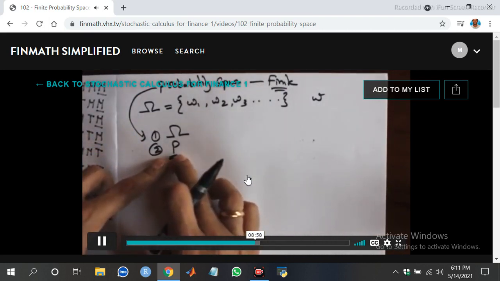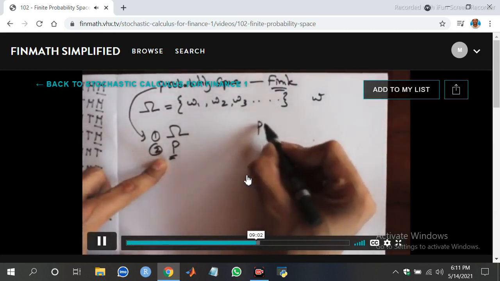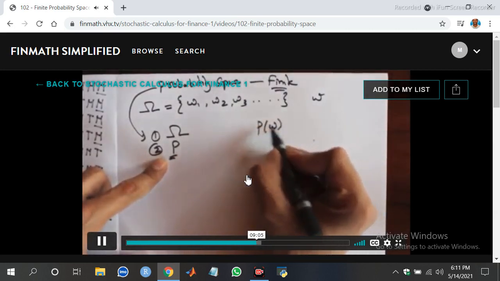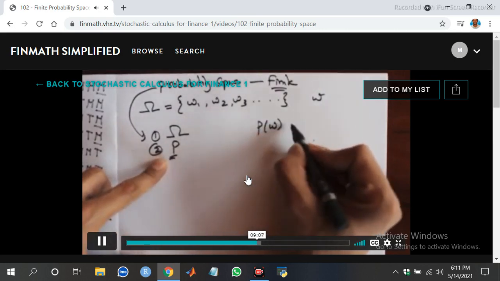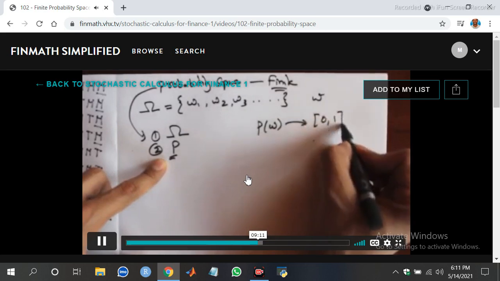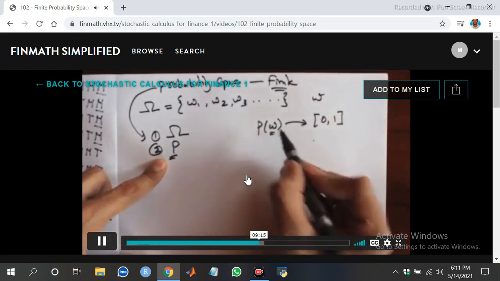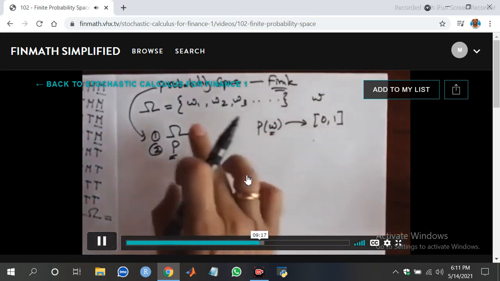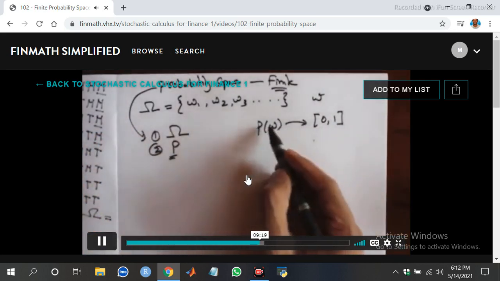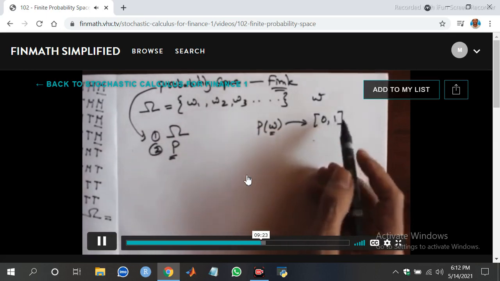So a probability measure is basically a function that maps a generic element of our sample space, denoted by omega, into a number between 0 and 1. And this is called the probability of that particular outcome. So what is it doing? It's a function that takes the outcome and assigns it a value between 0 and 1.